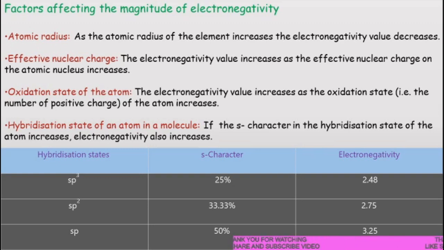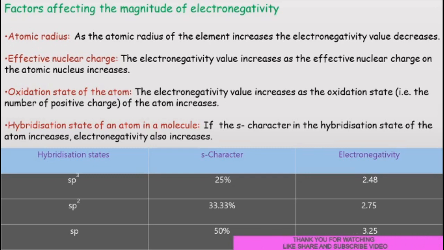Electronegativity is totally opposite as compared to electropositivity. Effective nuclear charge: the electronegativity value increases as the effective nuclear charge on the atomic nucleus increases. Oxidation state of the atom: the electronegativity value increases as the oxidation state, that is the number of positive charges on the atom, increases. Hybridization state of an atom in a molecule: if the s character in the hybridization state of the atom increases, electronegativity also increases.